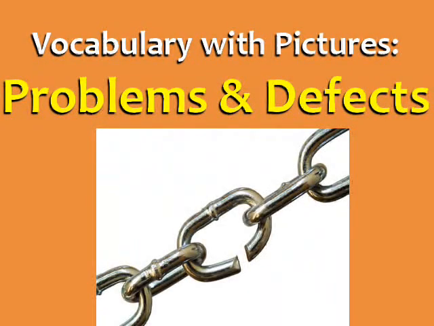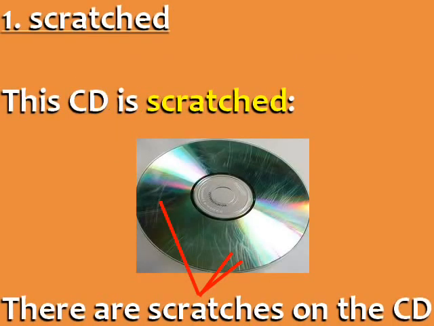English vocabulary with pictures, problems, and defects. Number 1. Scratched. This CD is scratched. Another way to say it is there are scratches on the CD. Scratches are marks on the surface.